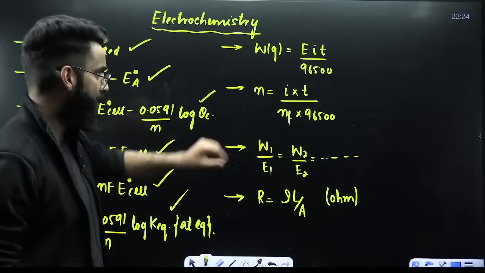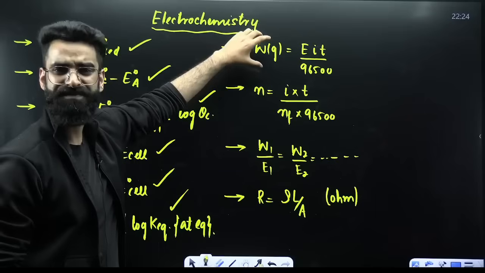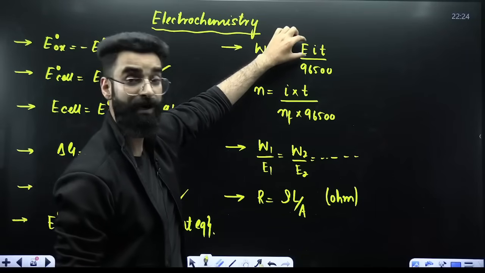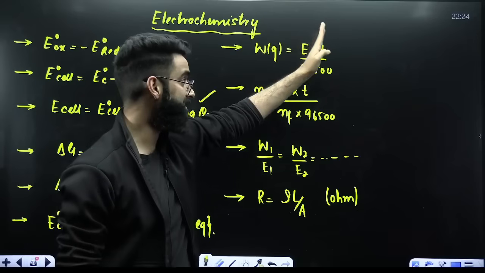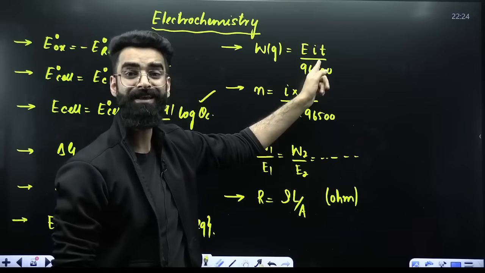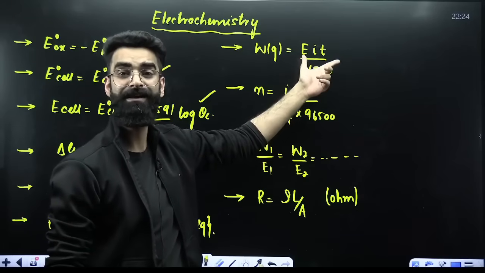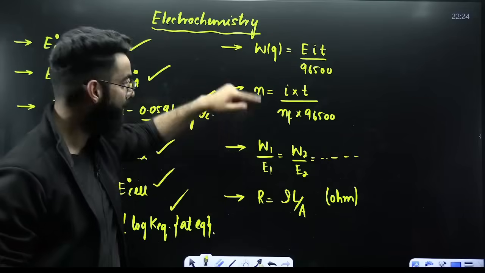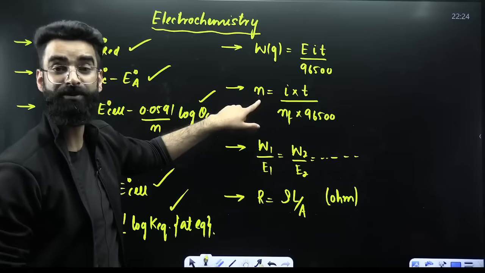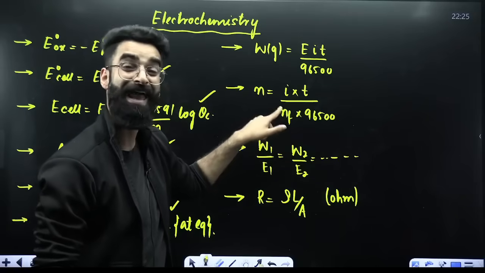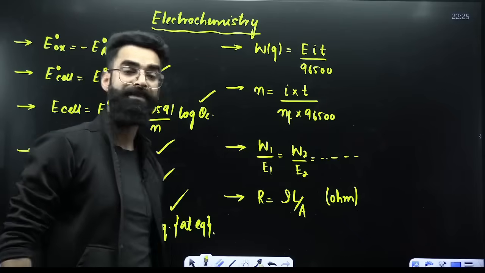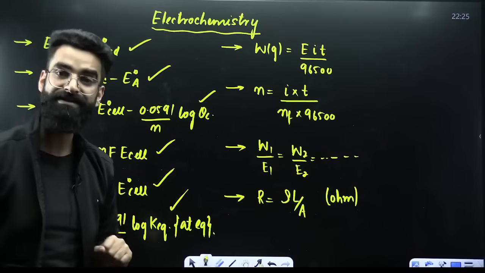Now, as per Faraday's first law, mass of substance deposited or liberated at an electrode is equal to equivalent mass of the same substance multiplied by I t divided by 96500. What is I? The current which goes into the solution. T, the time duration in which current enters into the solution, divided by 96500. How do we get the moles of the substance deposited or liberated? I multiplied by t divided by n factor of the same substance which is being deposited or liberated, multiplied by what? 96500.